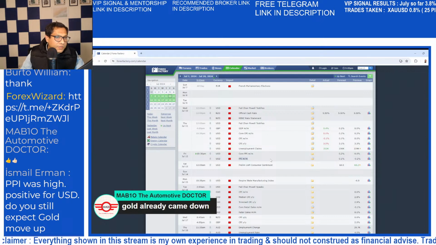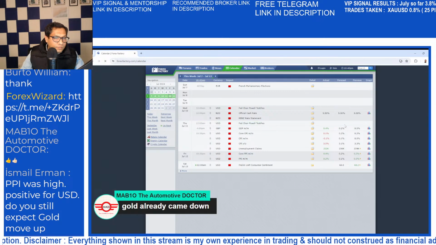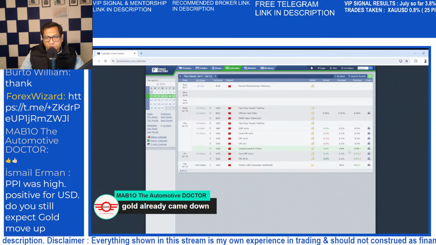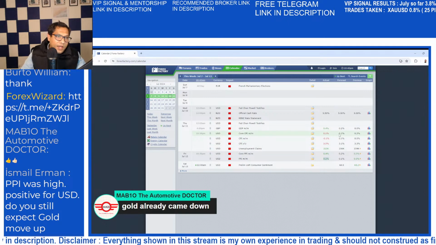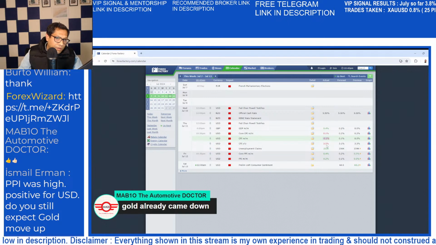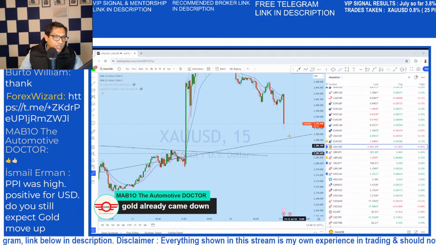So what we have seen with the PPI, both of them have come out positive for DXY. While CPI has given a negative impact, PPI has boosted along with the unemployment claims, so that changes the momentum.